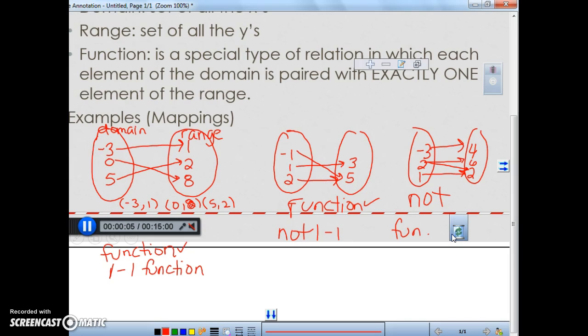Any questions about the differences that are up there, those three scenarios? Yeah. It's not a function because the 2 is paired up to a 6 and it's paired up to the 2 in the second one. So there's 2 arrows coming off. It would be a one-to-one function.